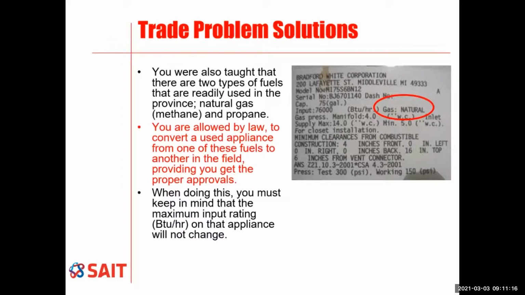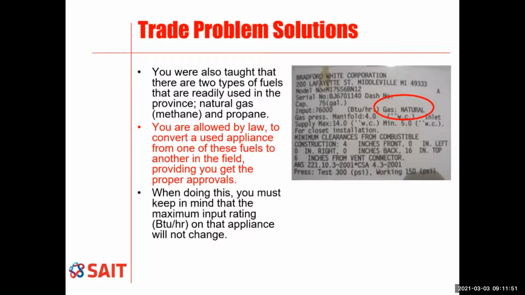So we were also taught that there's two types of fuels that are readily used in Alberta, right? Propane and natural gas for the most part. We don't use a lot of heating oil here in Alberta. In other parts of the provinces, East Coast, West Coast, they still use heating oil. It is the same input values, but it burns much differently. So we're not going to talk about that too much till fourth year.